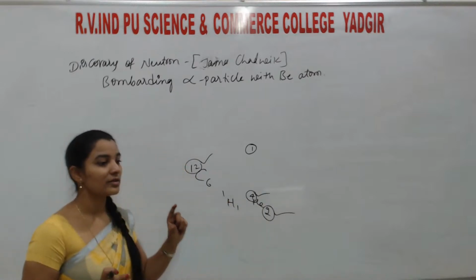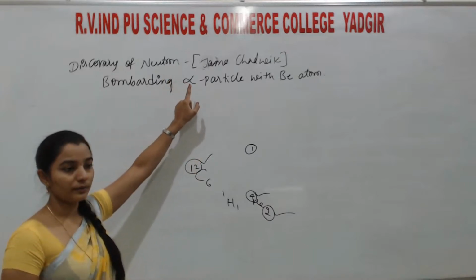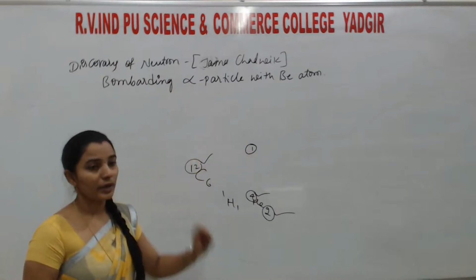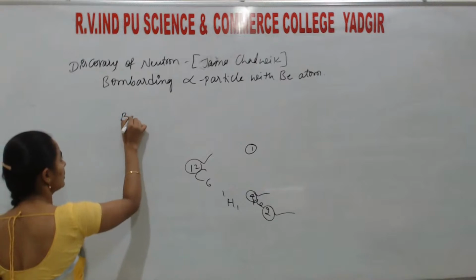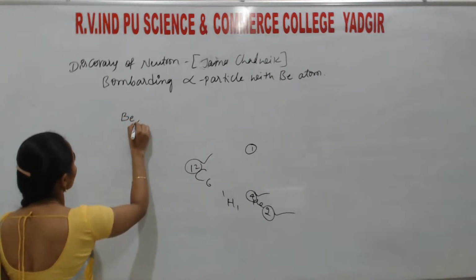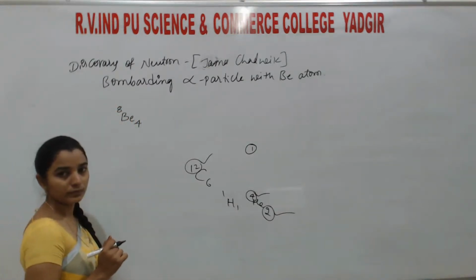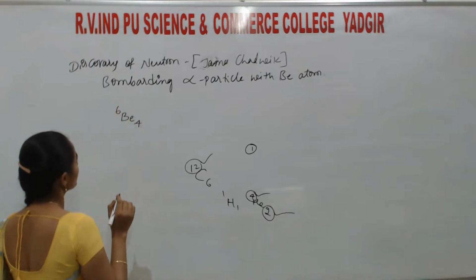So that's why they started doing an experiment for the discovery of the neutron. What did they do? They bombarded an alpha particle with a beryllium atom. So beryllium means it is 4, and the mass is 8, not 8, sorry, 6, I think so.